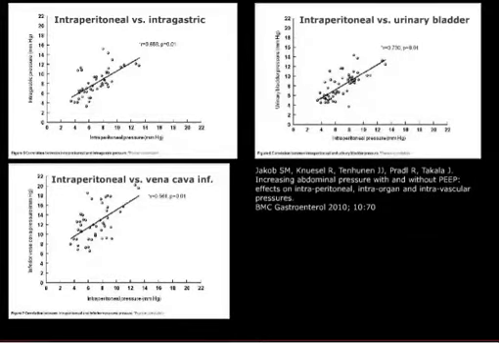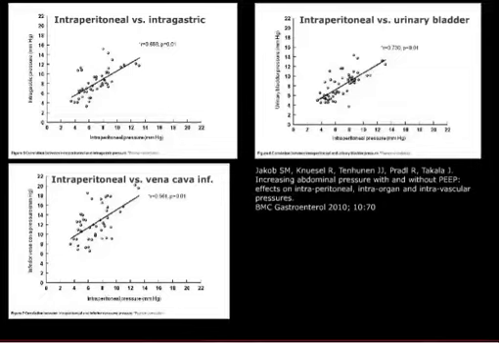This is very nice work from Jukka Takala and his group, and he was comparing, as you can see here, intraperitoneal versus intragastric, intraperitoneal versus urinary bladder, intraperitoneal versus vena cava inferior. This was made in a pig experiment, and they were just putting 7 kilograms of weight onto the abdomen of the pigs. And as you can see, intraperitoneal and urinary bladder have a close relationship.